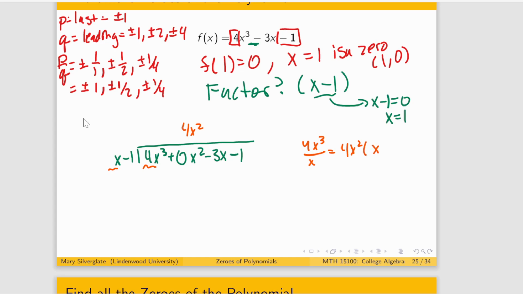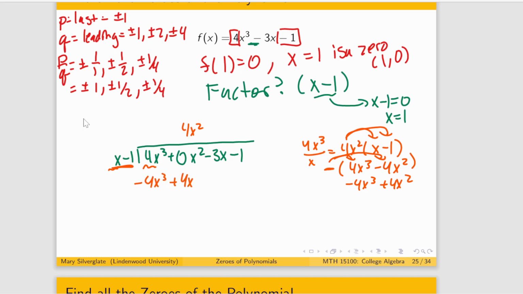And then I want to multiply 4x squared by x minus 1. 4x squared times x gets us 4x cubed. 4x squared times -1 gets us minus 4x squared. And then I'm subtracting that result. So I'm doing minus 4x cubed plus 4x squared. And if the signs are mismatched on what I'm dividing by, they should be mismatched on what I subtract down here. So 4x cubed minus 4x cubed gets us 0 like we expected. Drop down the 4x squared. Drop down the minus 3x. Drop down the minus 1, since 0x squared plus 4x squared just results in 4x squared.